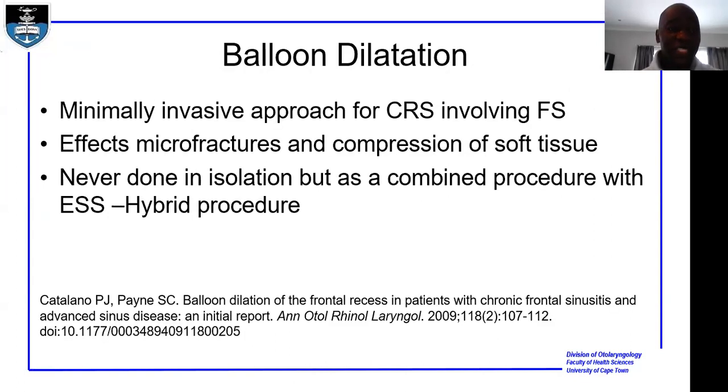So a balloon dilation is a minimally invasive approach for chronic rhinosinusitis involving the frontal sinus. It effects microfractures and compression of the soft tissue, and it is never done in isolation, but as a combined procedure with endoscopic sinus surgery, in which case it is called a hybrid procedure.